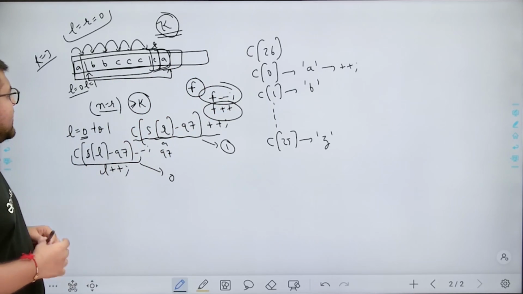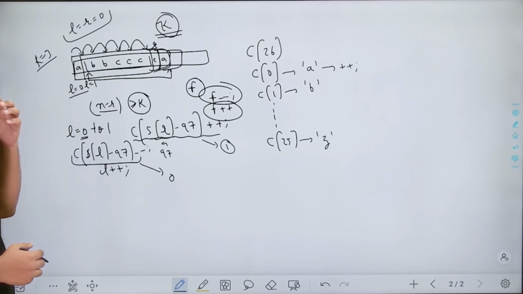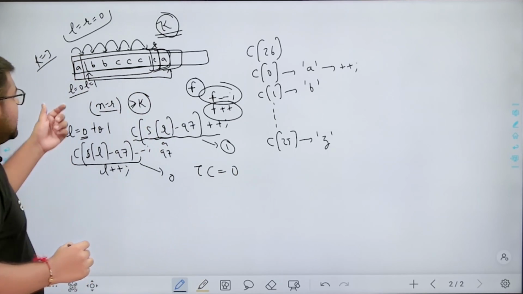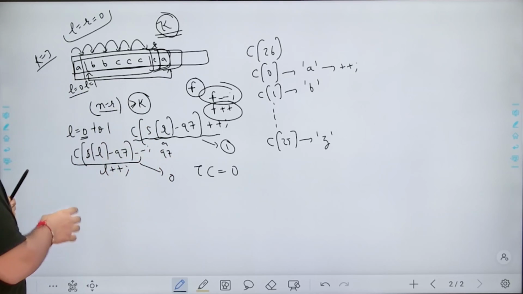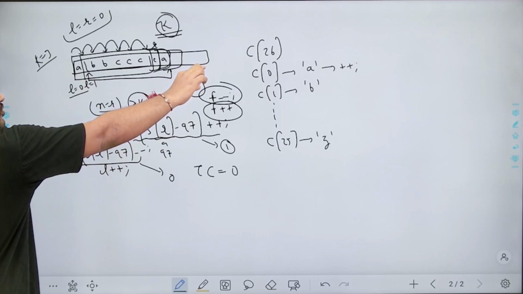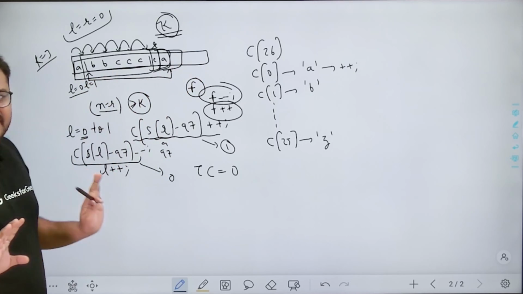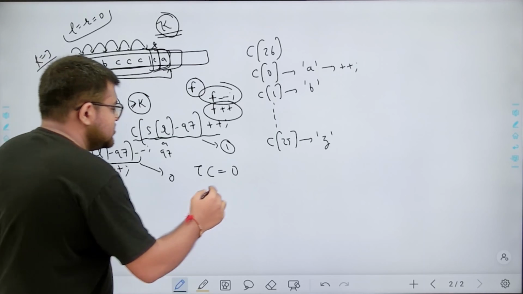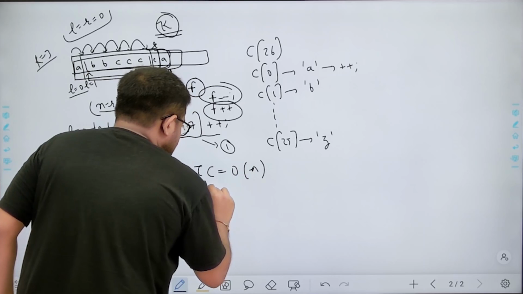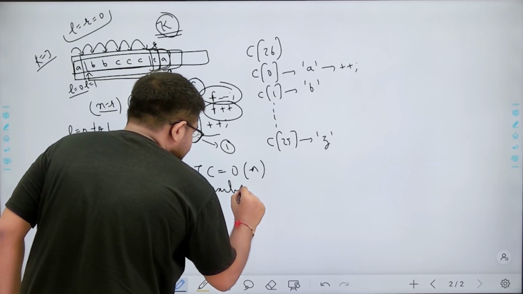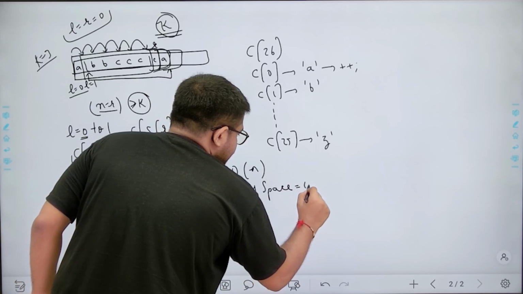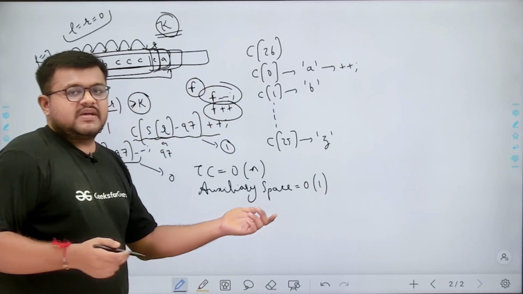Okay, and one more thing, what would be the time complexity? So basically the time complexity would be big O of n. Why? Because our L will go from 0 to n minus 1 and R will go from 0 to n minus 1 at max. There would be 2 loops, but 2 is constant, so I can say big O of n. And the auxiliary space would be big O of 1, because we are not using any new space here.